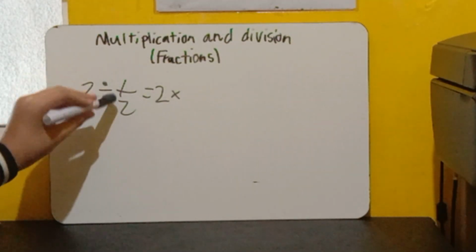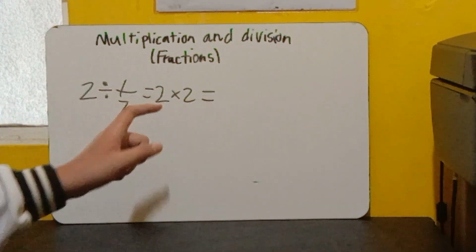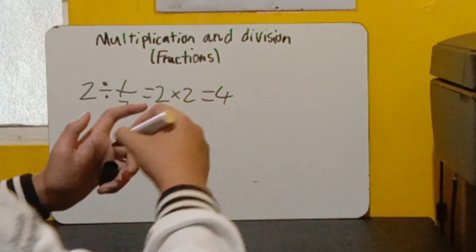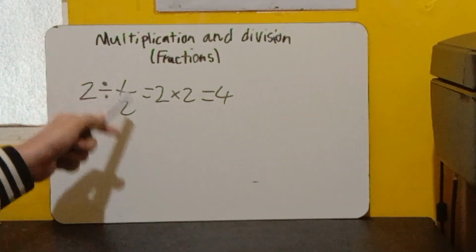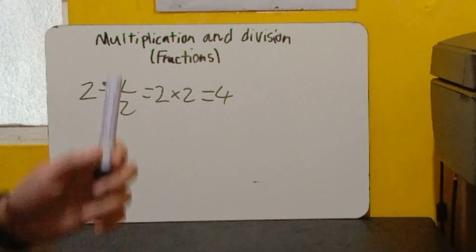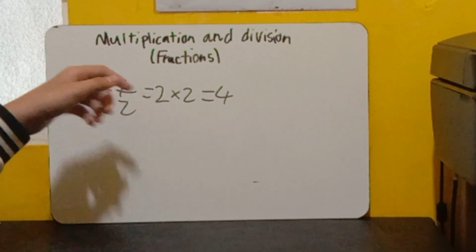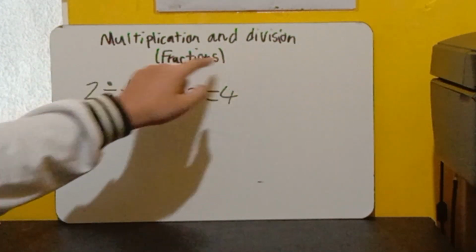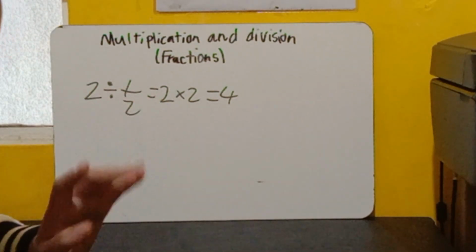The reciprocal of 1/2 is 2. So that's 2 times 2, that's going to be 4. All right, so 2 divided by 1/2 is equal to 4. Easy. So that's it for the video, everyone. I hope you learned from this video how to do multiplication and division of fractions. All right, bye guys, thanks for watching.